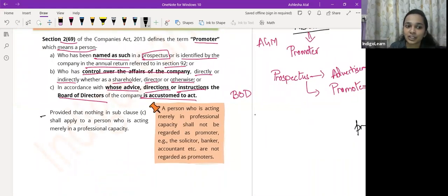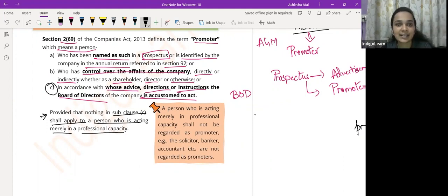So if you look at the proviso here, the proviso states nothing in subclause C. Subclause C मतलब ये directions and advice वाला. Nothing in subclause C shall apply to a person who is acting merely in a professional capacity. So अगर एक इंसान सिर्फ professional capacity में काम कर रहा है, it could be a banker, could be an accountant, could be a company secretary, could be anyone. He is acting and giving advice in his professional capacity. तो उस situation में उसको हम promoter नहीं बोलेंगे. Is that clear? Understood?